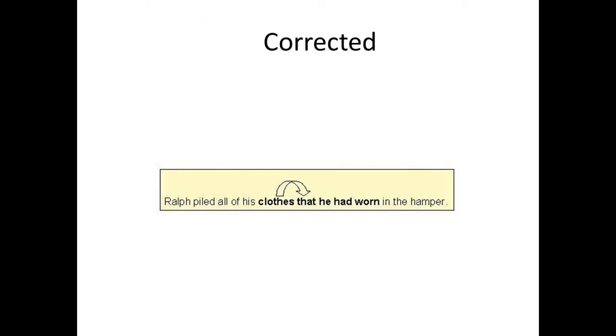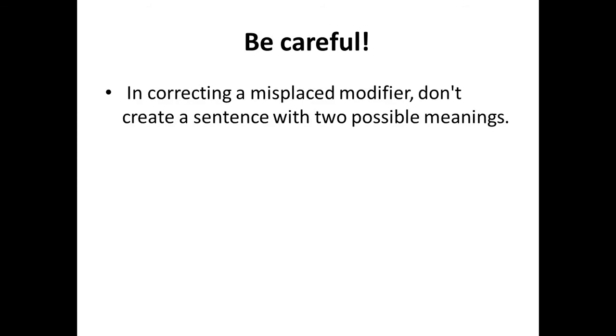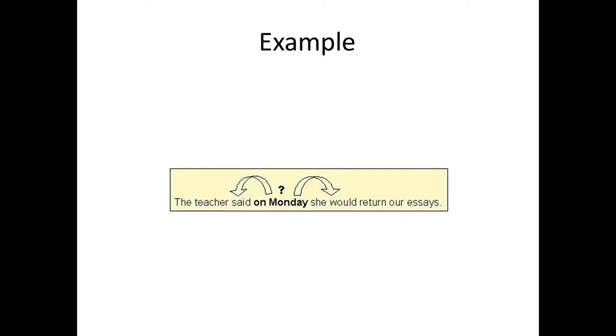So dear students, you should be very careful in these things. Be careful in correcting a misplaced modifier. Do not create a sentence with two possible meanings. This is the thing you have to be very careful about. So the example is here: the teacher said on Monday she would return our essays. Now look at the example again. The teacher said on Monday she would return our essays.